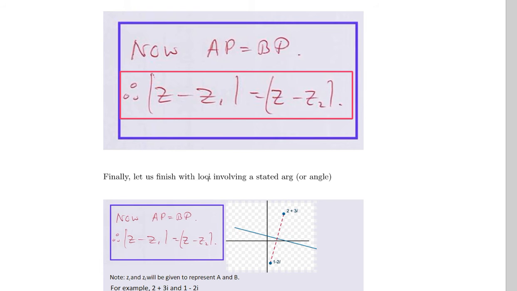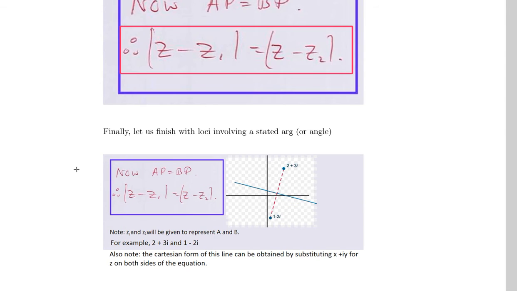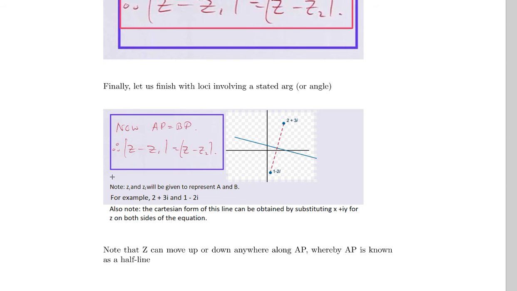I've said finally let us finish with loci involving a stated arc or angle. That's what I'm going to do after this. But before I do that, I did want to add some information. Note that Z1 and Z2 will be given to represent A and B. So for example, here's Z1 and Z2.